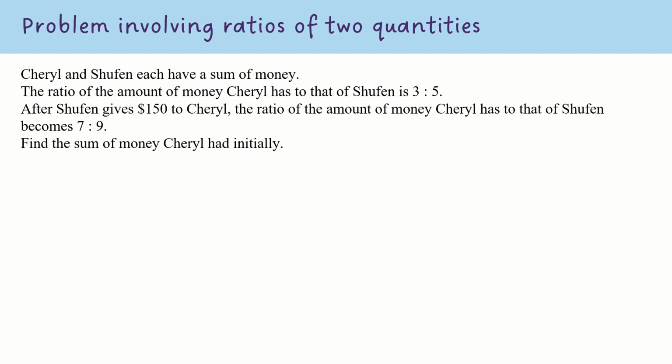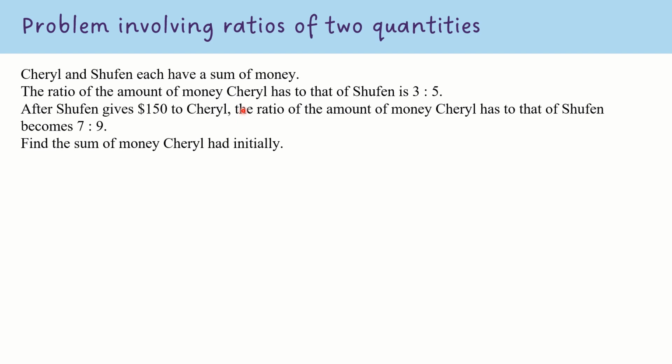Let us now take a look at another question where we are given that Cheryl and Shufen each have a sum of money. The ratio of the amount of money Cheryl has to that of Shufen is 3:5. After Shufen gives $150 to Cheryl, the ratio of the amount of money that Cheryl has to that of Shufen becomes 7:9. We want to find out the sum of money that Cheryl had initially.